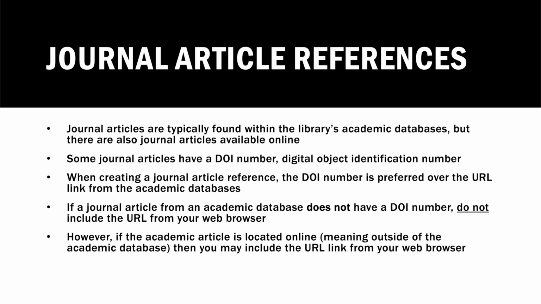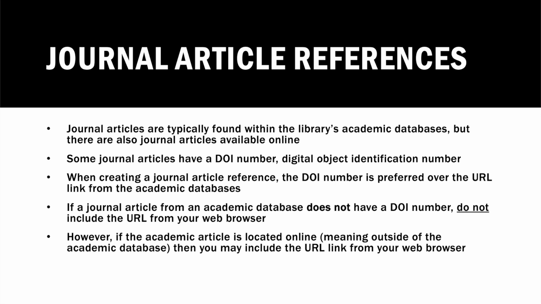Journal article references. Journal articles are typically found within the library's academic databases, but there are also journal articles available online. Some journal articles have a DOI number, which is a digital object identification number. When creating a journal article reference, the DOI number is preferred over the URL link from academic databases. If a journal article from an academic database does not have a DOI number, do not include the URL from your web browser. However, if the academic article is located online, meaning outside of an academic database, then you may include the URL link from your website.